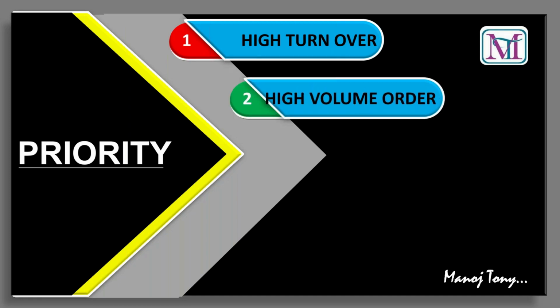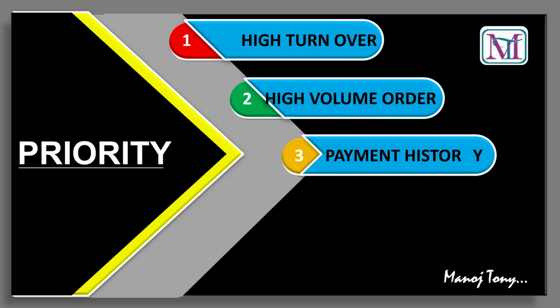Another parameter is high volume order. High volume means quantities. Suppose a customer is purchasing 1000 quantities in a year, then that customer comes under high priority customer. If it is less than 1000, then that customer comes under low priority customers. Another one is payment history record. If the customer is making advance payment or on time payment, then that customer will come under high priority customer. On time payment means before the due date.